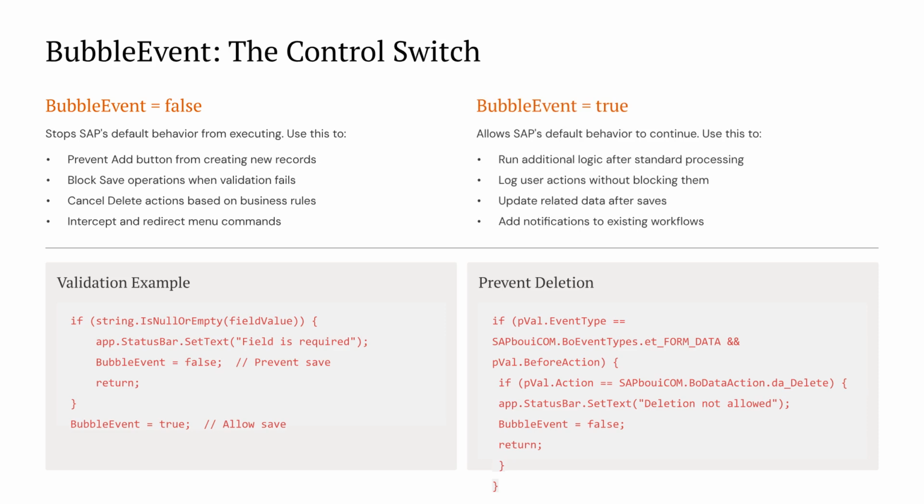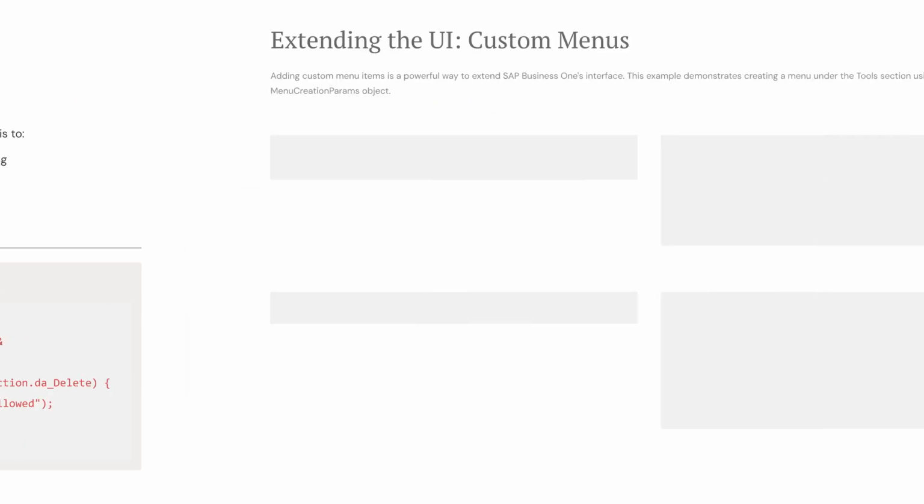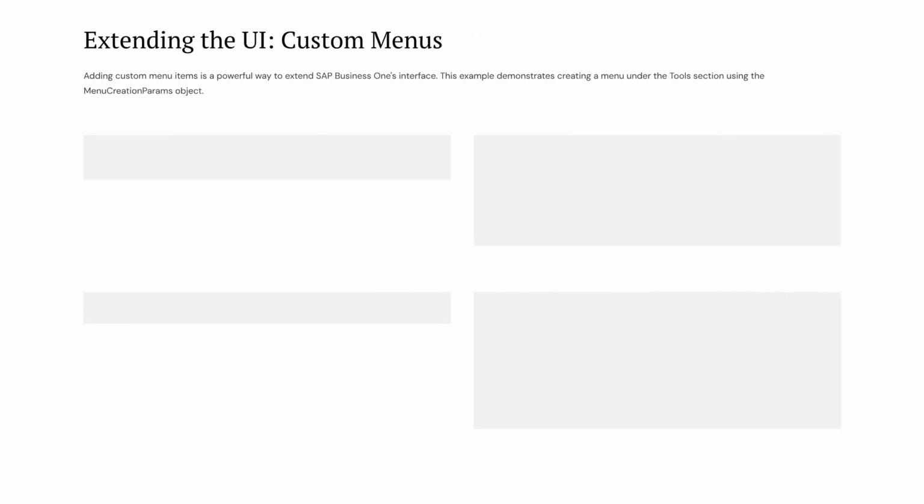Setting it to true allows SAP's default action to proceed after your custom logic has run, which is suitable for logging or supplementary updates. To extend the UI, you can add custom menu items using the Menu Creation Params object.